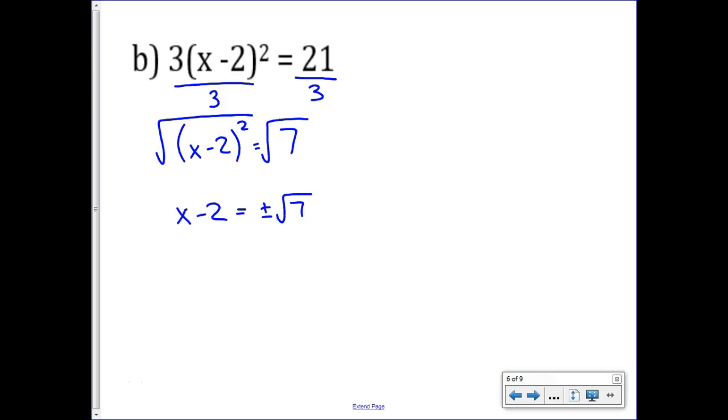And then I still want to get x by itself, so I need to add 2 to both sides. So I end up with x equals 2 plus or minus radical 7. That is a whole lot easier than if you tried to multiply all that out and try to factor or something along those lines.